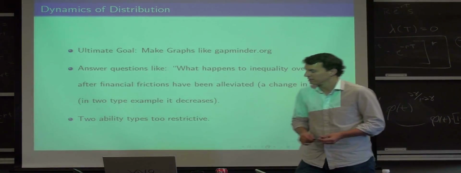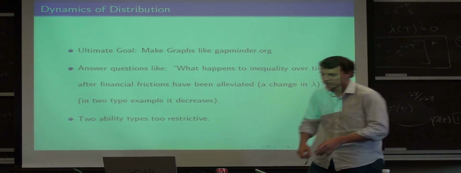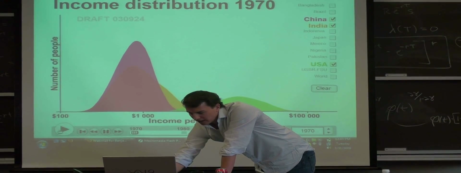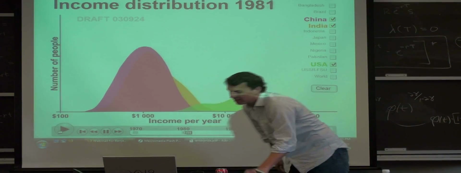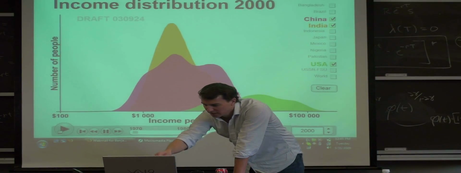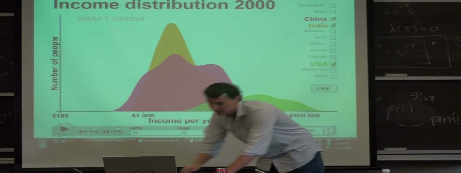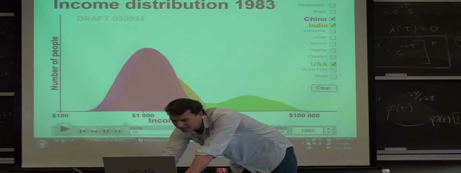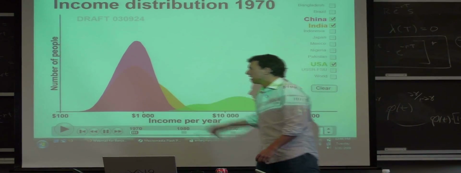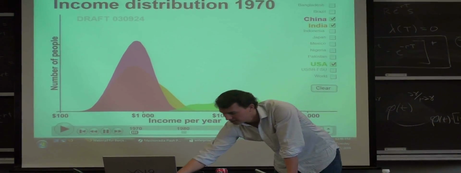Also what we want to look at is the dynamics of the distribution. I don't know if you know this website gapminder.org, which I think is pretty cool. I actually took an example out of there, which is the kind of graphs we want to have. They're moving over time, right? This was the income distributions for three countries: China, India, and the U.S. In 1970, the U.S. is a lot richer than all of them, but these guys have more people, and you can simulate this over time.